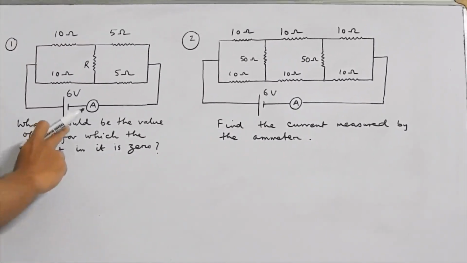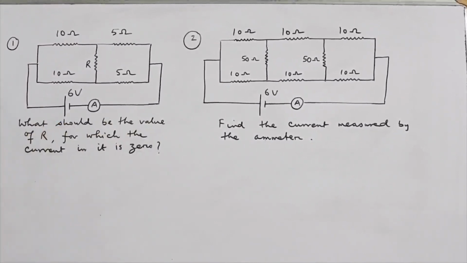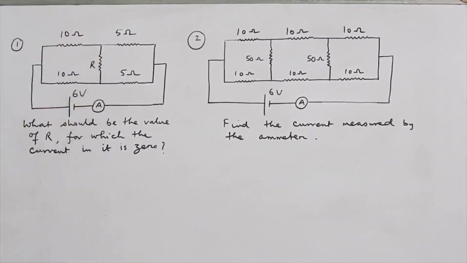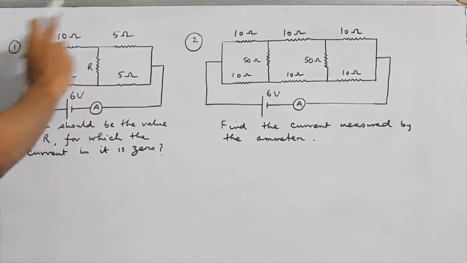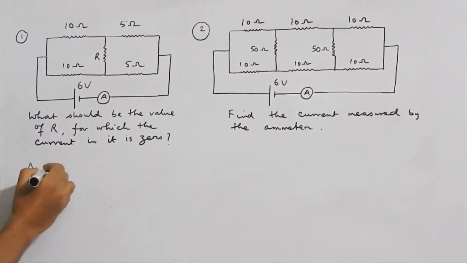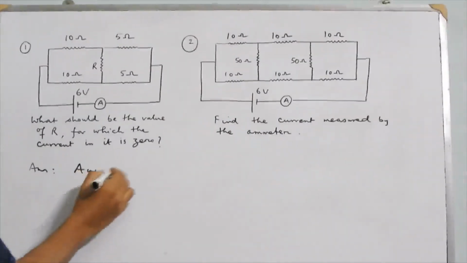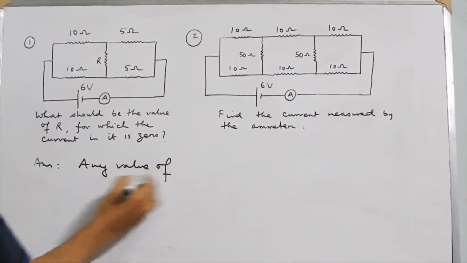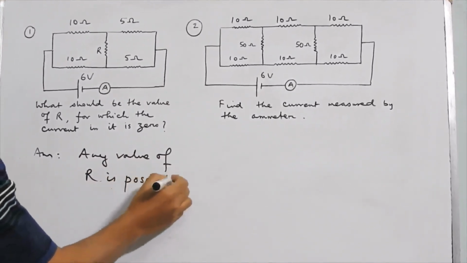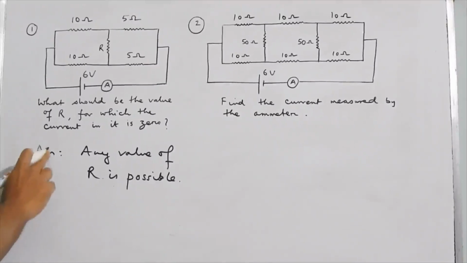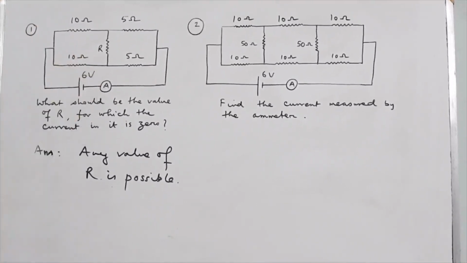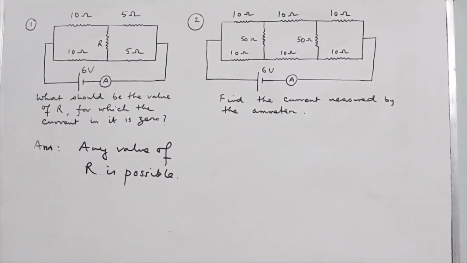So the question, what should be the value of R, means that any value of R is possible. Whatever be the value of R, no current will ever pass through it, because the resistance network is nothing but a balanced Wheatstone bridge. And so the answer will be any value of capital R is possible. Any finite value, to be precise, because this is a balanced Wheatstone bridge and whatever be the value of R, no current will pass through it. This is a very simple question.